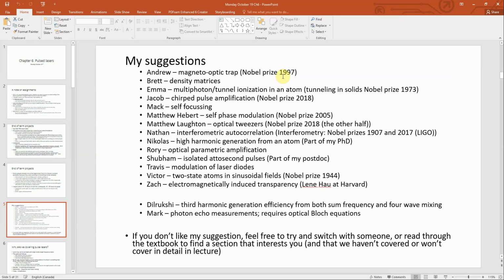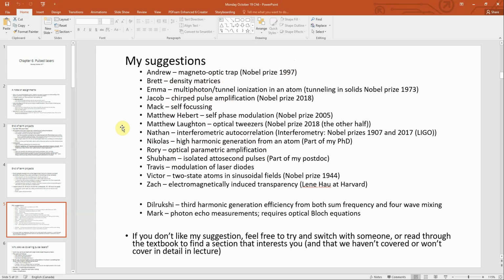So until basically the 80s or so, there weren't many Nobel Prizes awarded in optics. So things that were developed at the beginning, like density matrices, self-focusing, and optical parametric amplification, like second harmonic generation, even though those are quite important, they didn't lead to Nobel Prizes.